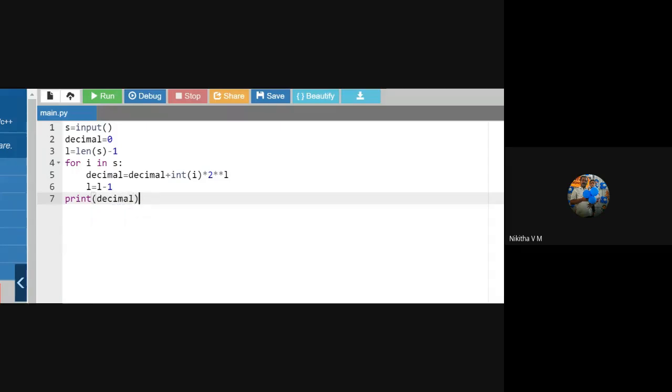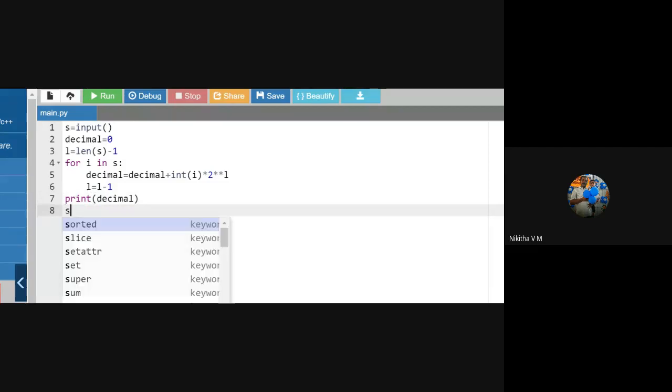Okay. Alright, now let us check how this is actually working. I'm taking the input. S is equal to, same thing, let us take 0111. Okay.